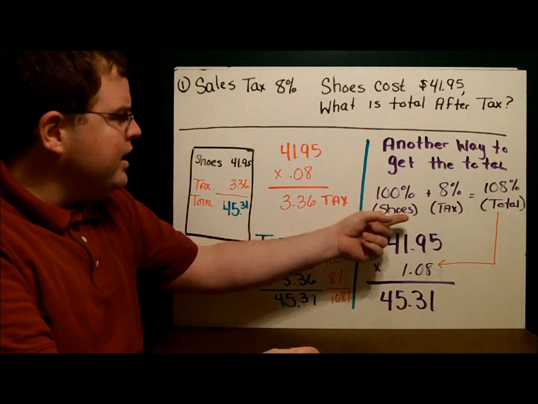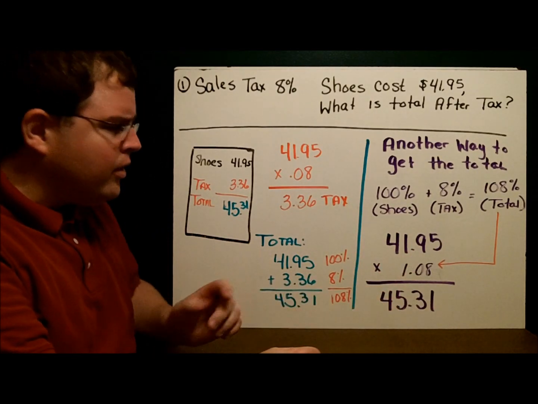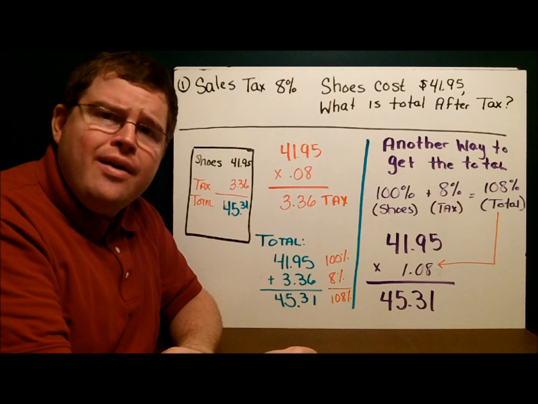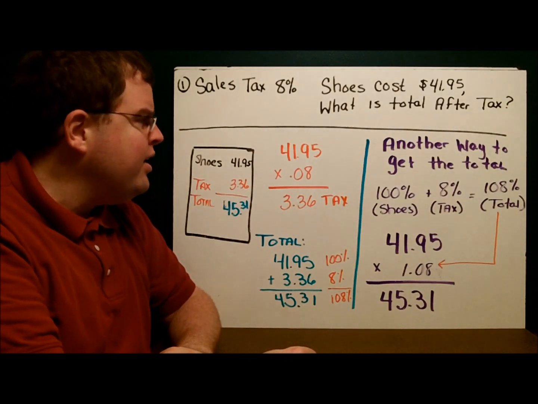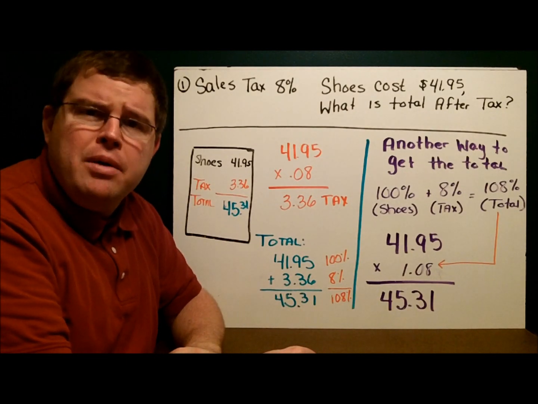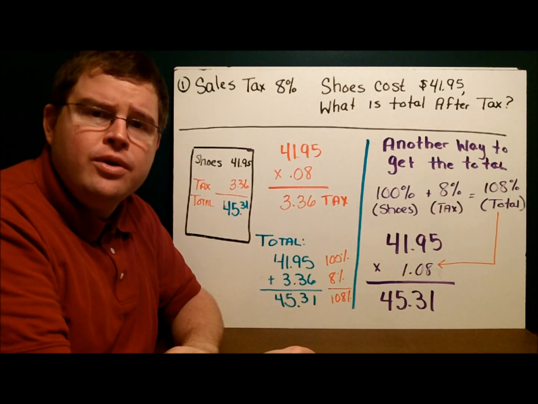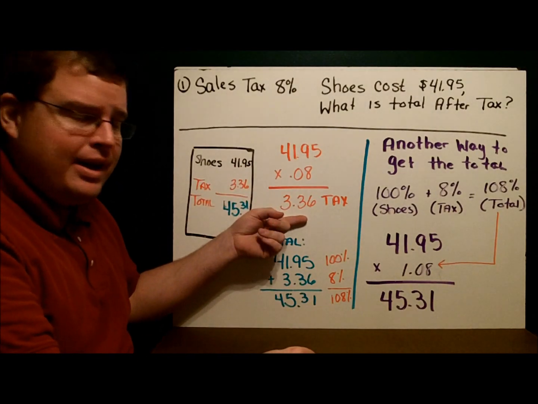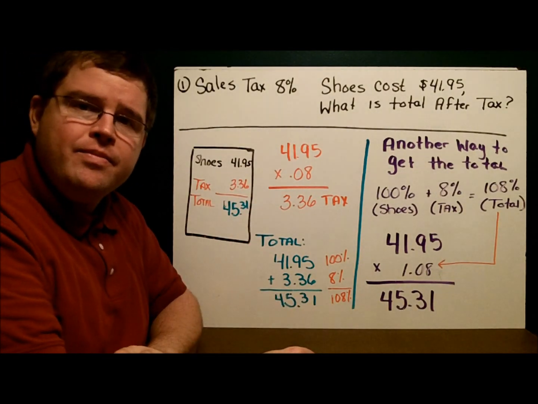And so we can use this to actually calculate the total in 2 different ways. If you're standing in the store and you want to figure out how much you need when you go up to the register, it's pretty simple to take the amount of the item and multiply it by 1.08. That gives you your grand total in one step, versus calculating the tax separately and then adding them together.